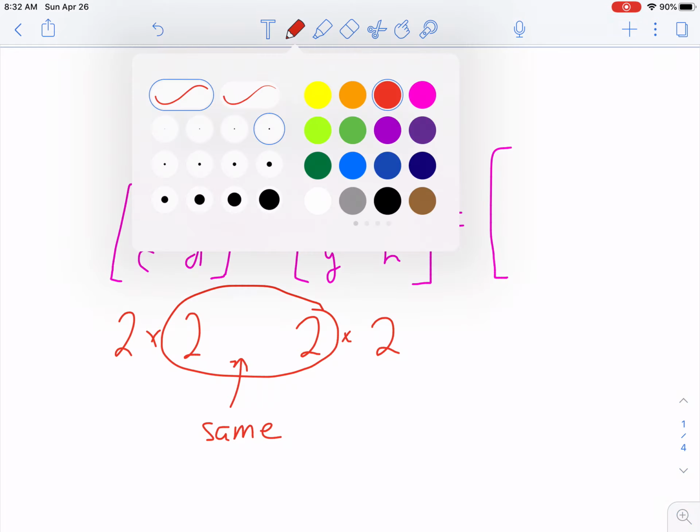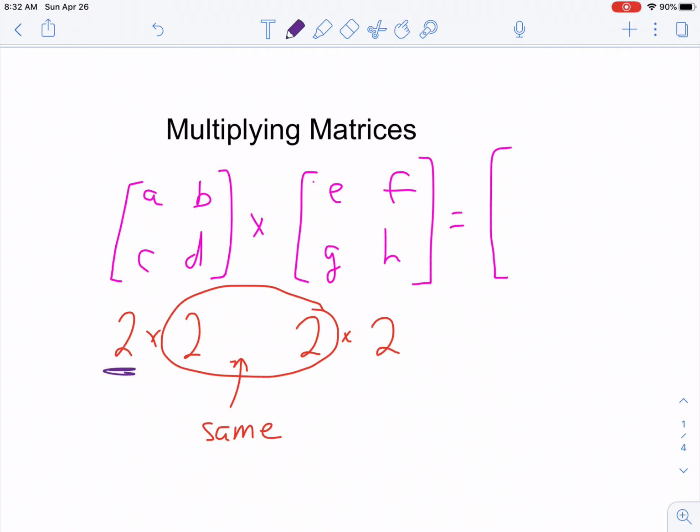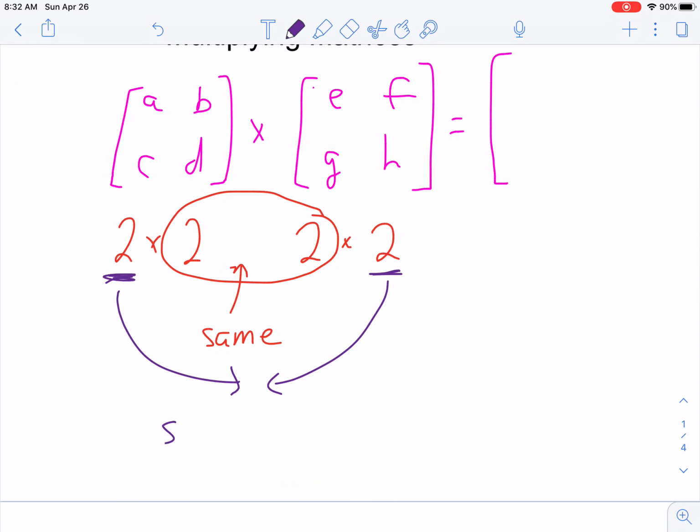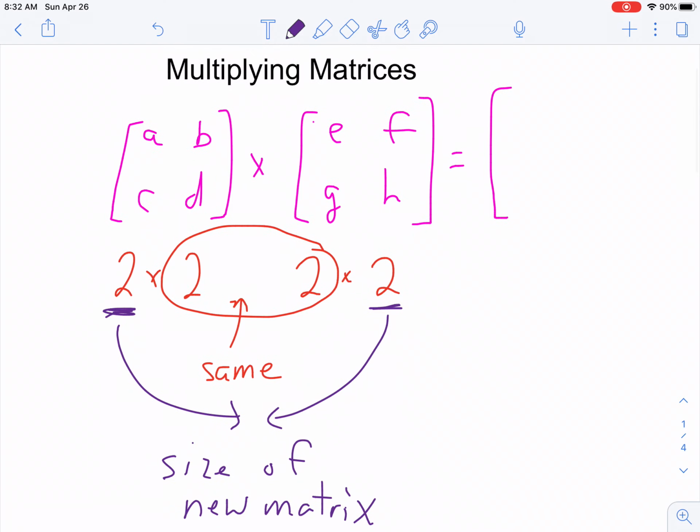The second part: these numbers on the outside, this is the size of the new matrix. So if I'm taking a 2 by 2 times a 2 by 2, that's pretty simple. The middle numbers are the same, so that can be done. And since it can be done, the numbers on the outside are 2 by 2 as well, and so my new matrix will be a 2 by 2 matrix.